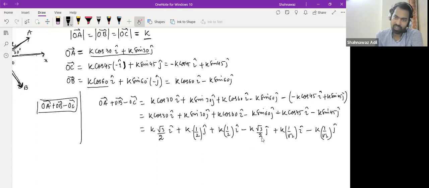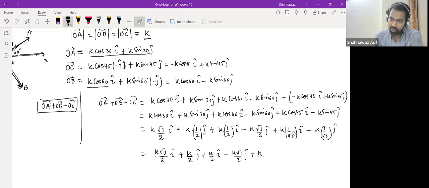Okay. So we can write, this is in the denominator. So what we can do is that we can put this in the numerator. So this would be k root 3 by 2 i plus k by 2 j plus k by 2 i minus k root 3 by 2 j and then plus k, multiplied by root 2 and divided by root 2. So this would be k root 2 by 2 i and then minus k by 2 j.